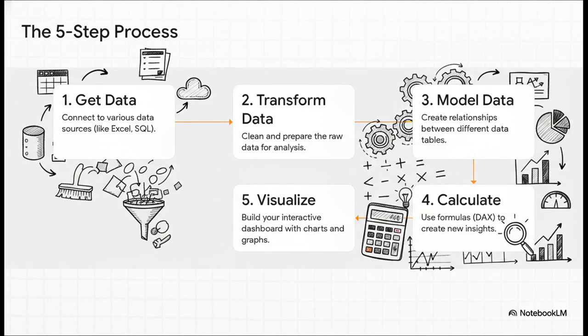Okay, so first, Mr. X would get data by connecting Power BI straight to those messy Excel files. Then he'd transform it, cleaning up typos, fixing formatting. Third, he would model the data, which is just a fancy way of saying he'd link his sales records to his product list. Fourth, he'd calculate new things like profit margin for each item. And finally, the fun part, he'd visualize it all in a dashboard that shows his best stores and hottest products.